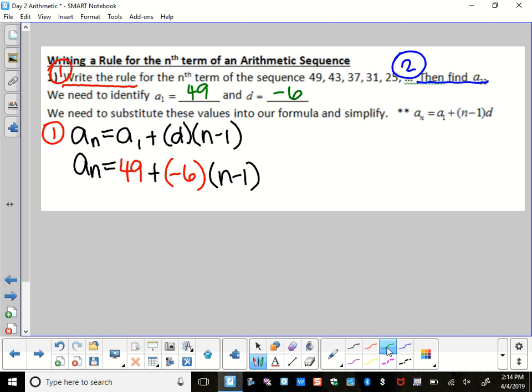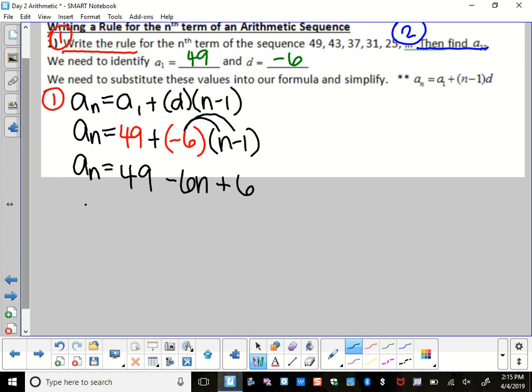Here's what gets tricky. You have to remember PEMDAS at this point. You see how it's 49 plus negative 6 times n minus 1? We are not adding 49 and negative 6 first. We have to take care of this multiplying first. So what is negative 6 times n? Negative 6n. And what is negative 6 times negative 1? Plus 6. That 49 just comes straight down. So I have 49 minus 6n plus 6.